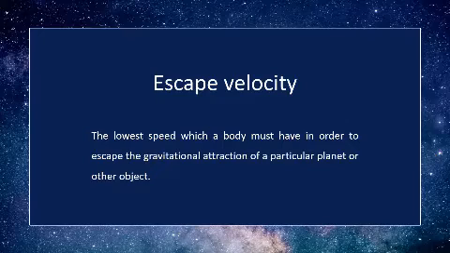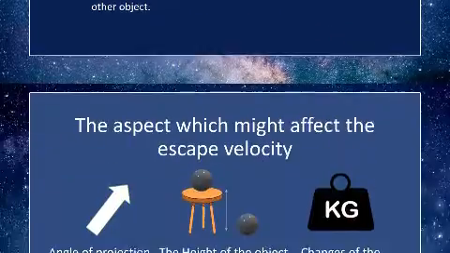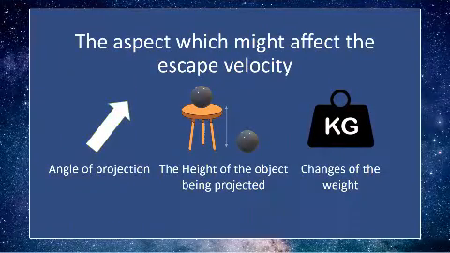So escape velocity is the minimum speed required for an object to escape from the gravitational attraction from a planet. So for our assignment, there are 3 aspects which might affect the escape velocity. For the first one, which is the angle of the projection. For the second one, the height of the object being projected. And for the third one, the changes of the weight.